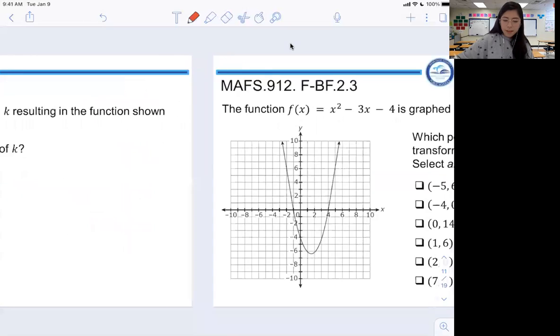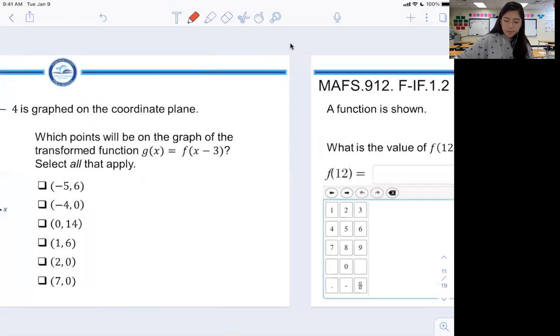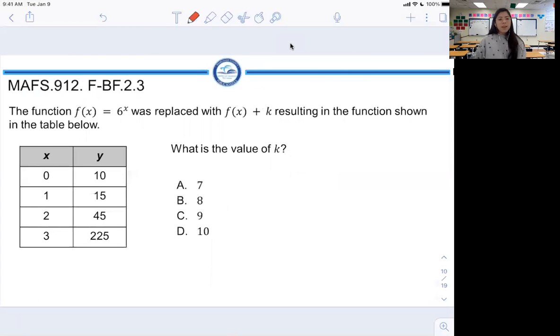All right, I think that's, oh wow, I really put a lot of them. Okay, we have 2 more. Okay, here we go. The function f of x equals 6 to the power of x was replaced with f of x plus k, resulting in the function shown below. What is the value of k? All right, plus k on the outside, I know that this is moving in what direction? Up, up, up. But I don't know how much yet. However, what did we just talk about?